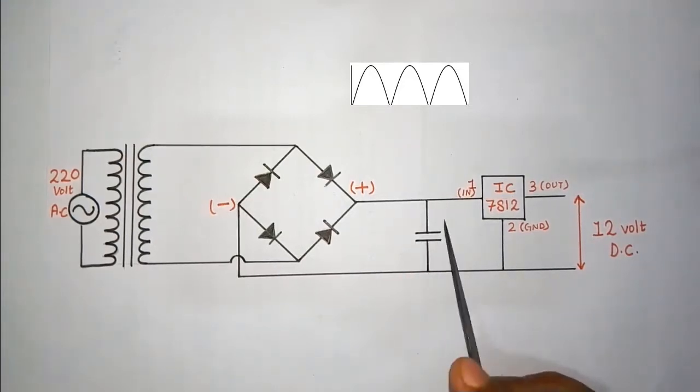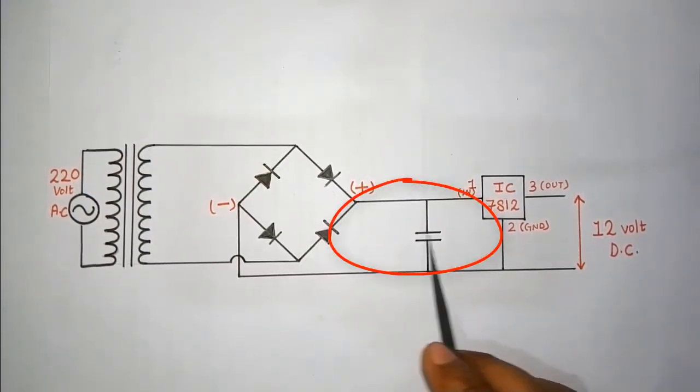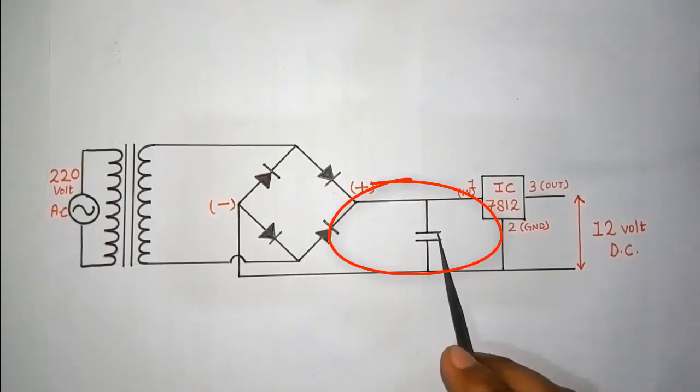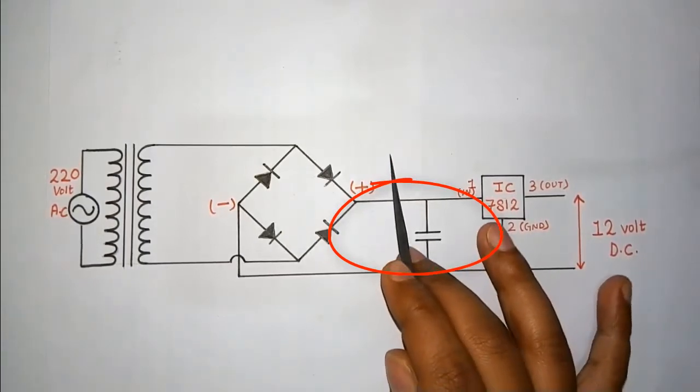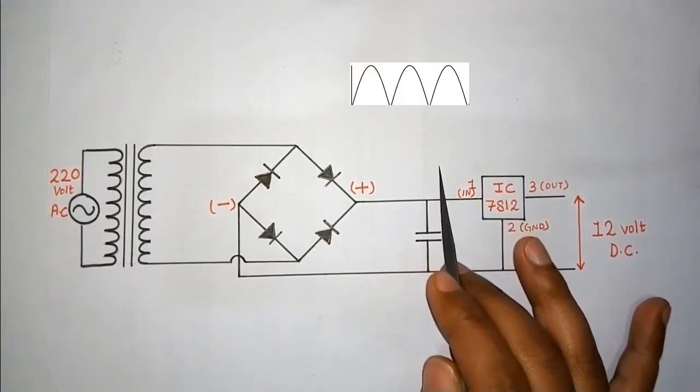We have also used a capacitor. The value of the capacitor depends upon how much you are going to use. It is going to reduce our pulse.